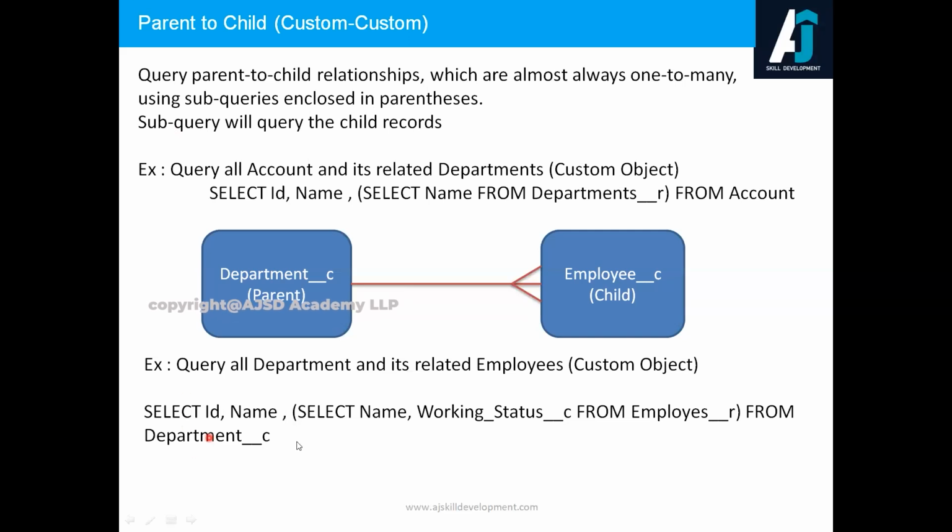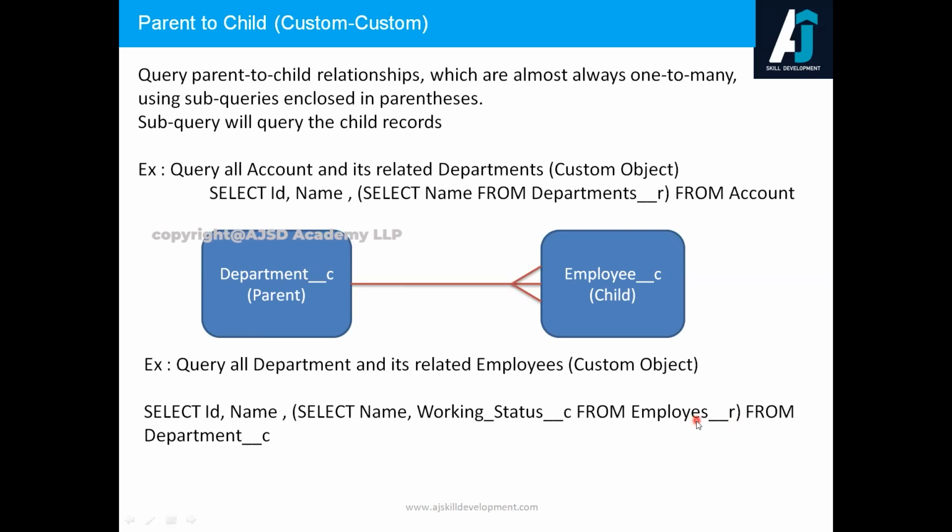If you look at the bottom of the SOQL, in this particular SOQL, the parent as well as the child are both custom objects. So when you are trying to query the information from the department object, since department is the parent, you will be using underscore underscore c in the SOQL. In the subquery, you are going to mention the child object, right? So the child object will be the employee, so it will be employees underscore underscore r.